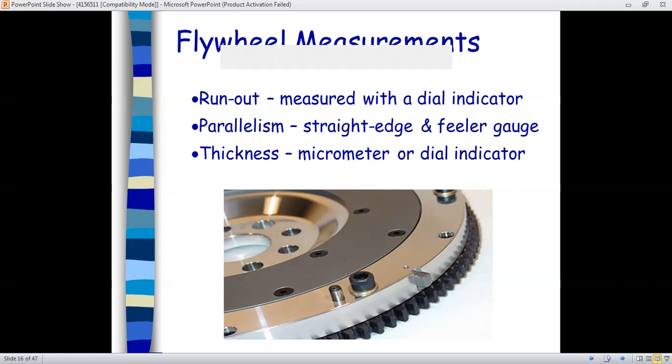Okay, runout. What is the runout, which is measured by the dial indicator? Runout is nothing but its actual distance from the center of rotation. Okay, parallelism, by straight edge and feeler gauge, and thickness, by micrometer or dial indicator. So these are the measurements which we are going to take with the devices mentioned here.